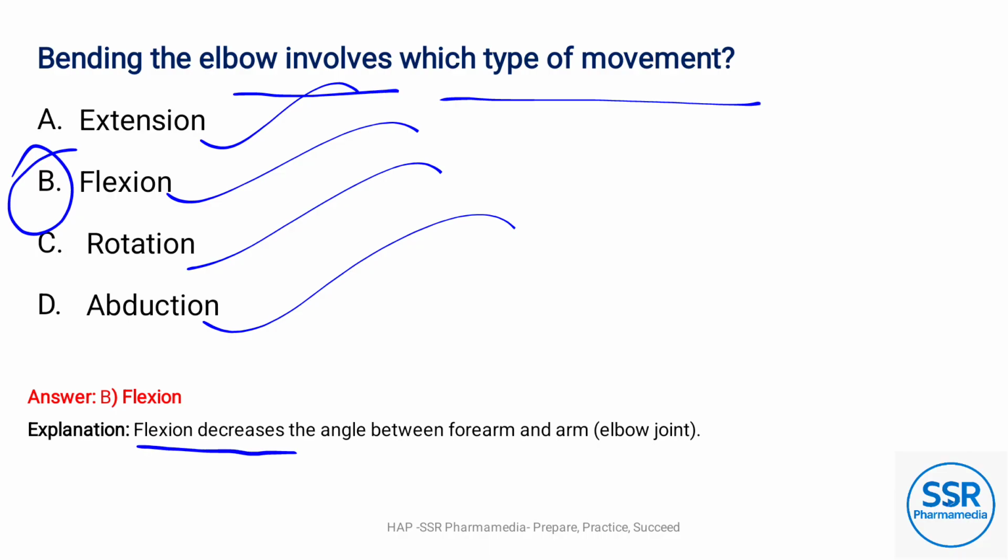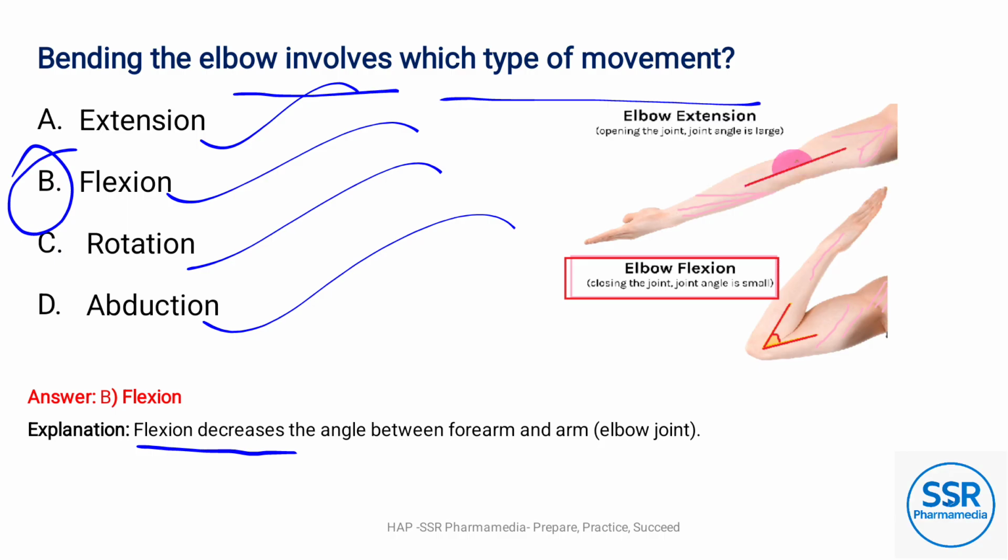Flexion decreases the angle between the forearm and arm at the elbow joint. Straightening is extension, elbow extension, so the angle gets increased. When we are folding our hands, this angle gets decreased. So it is called flexion.